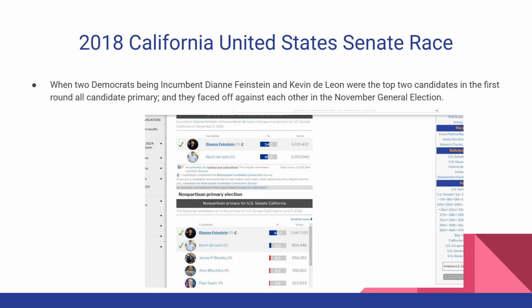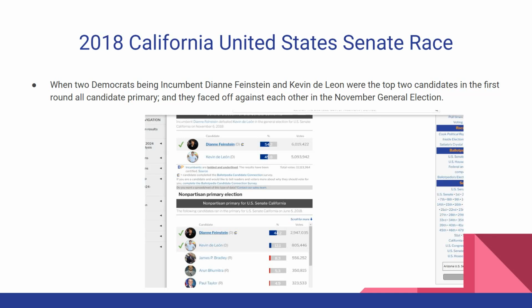I'll get to one of those effects when I start talking about some of the bad effects of same-party general elections, but I'll hint at it right now. The reason why the Republicans didn't get a candidate in the November general election in the 2018 California United States Senate race is in part because there were just too many candidates running in the June 5th primary. Too many Republican candidates running in the June 5th primary.